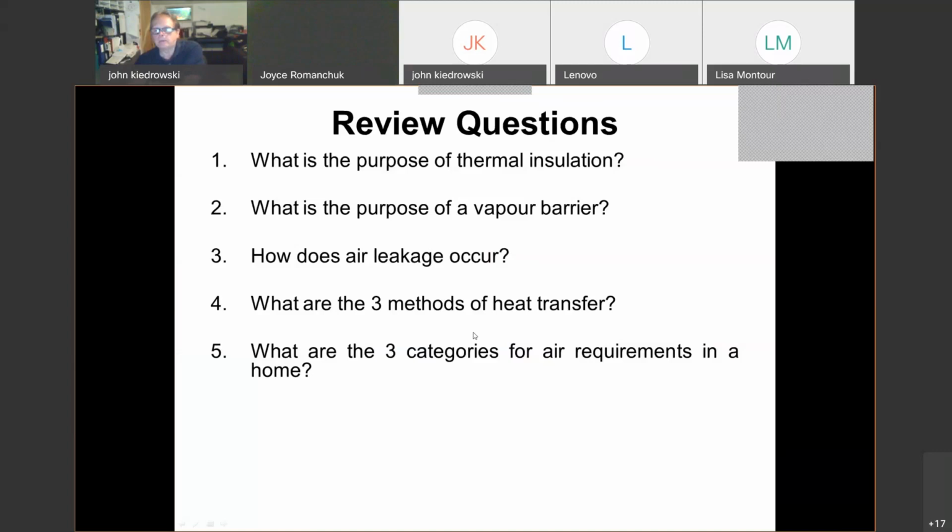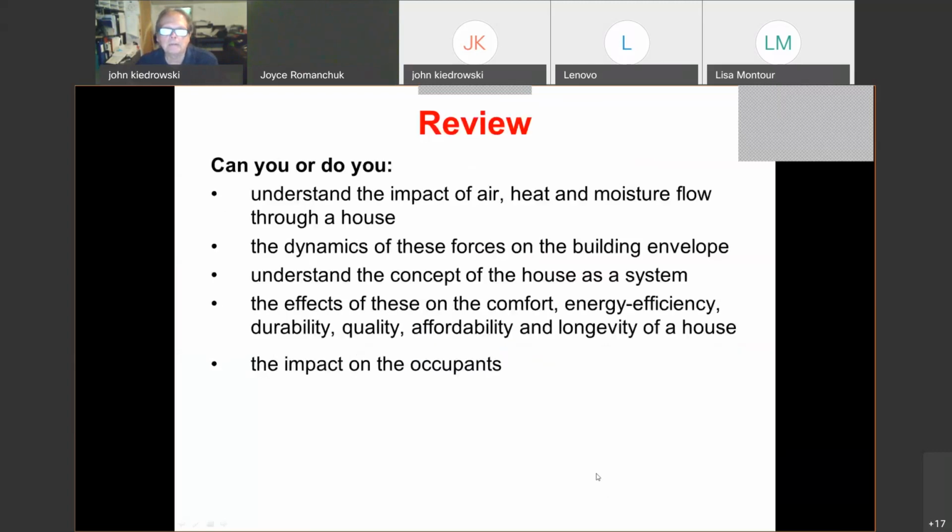So I had some review questions, but we're not going to talk about review questions. Certainly, you have this slide presentation. So just a quick review. Do you understand the impact of air, heat, and moisture flow through a house? Those are all critical elements. The dynamics of those forces on the building envelope. So we have things such as the wind, the climate, ground conditions, moisture in the ground, depending on the type of soil.